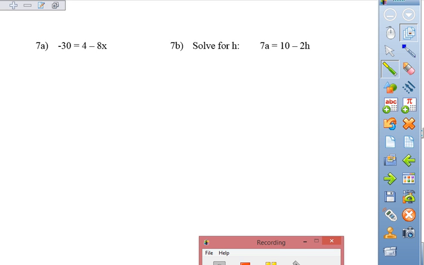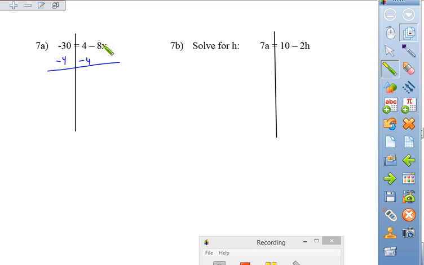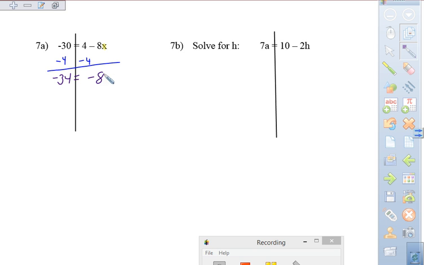Here is part 2 of the literal equations worksheet number 1. Question 7. We need to get x by itself. So we need to get rid of this positive 4. So the opposite of positive 4 is negative 4. So on the left I get negative 34 is equal to negative 8x.